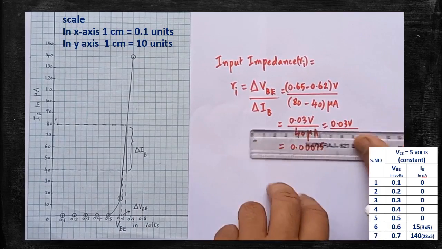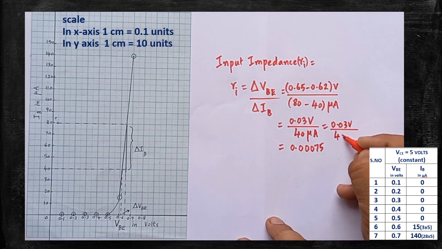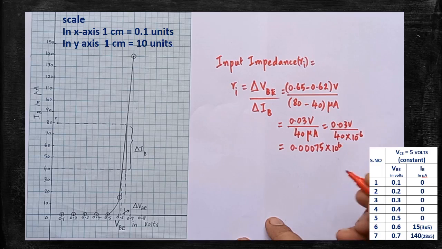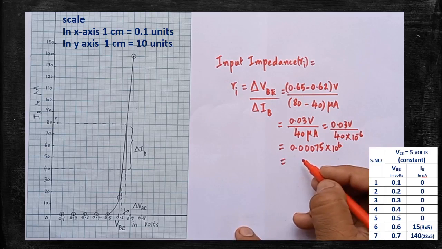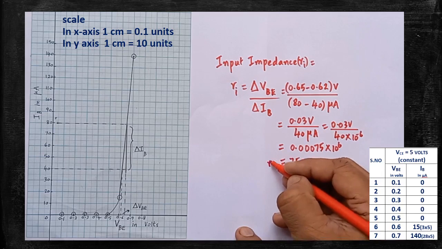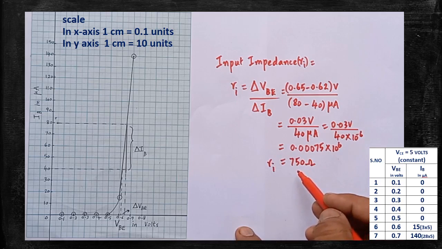by microampere, which can be converted into ampere: 40 into 10 to the power of minus 6. If it is brought up, that one becomes 10 to the power of 6. After multiplication, you will get 750 ohm. 750 ohm is the value of Ri. What is this called? Input impedance. Okay. So this is the method of finding the value of input impedance.